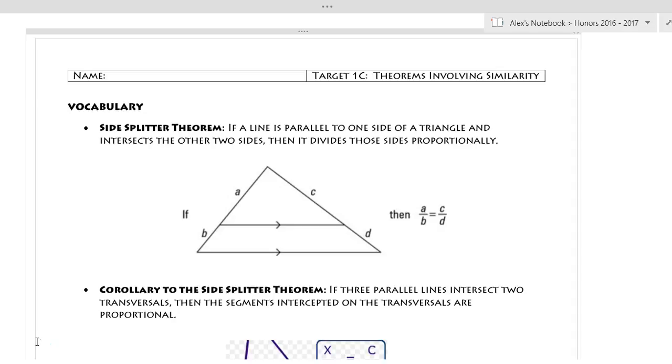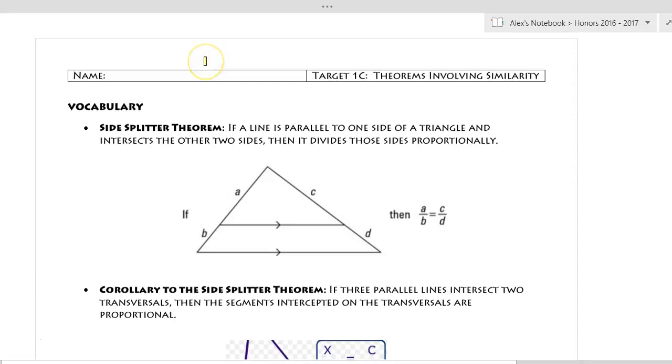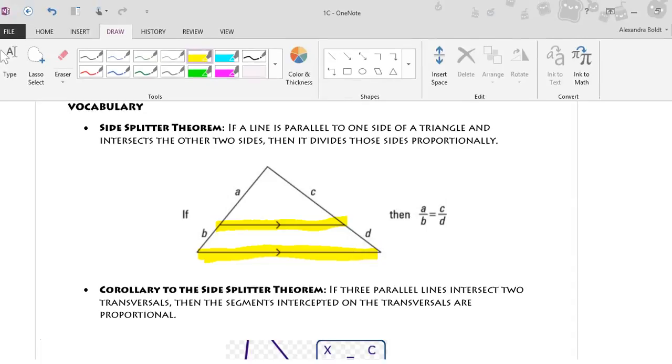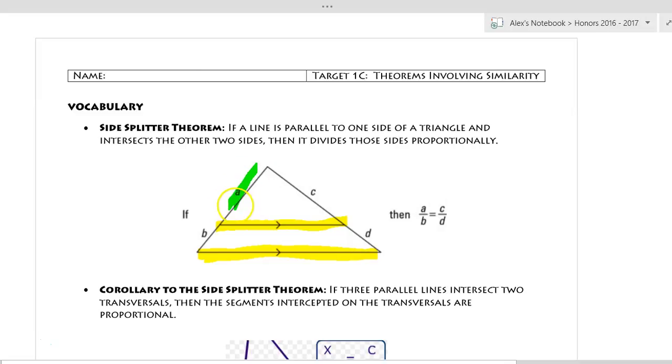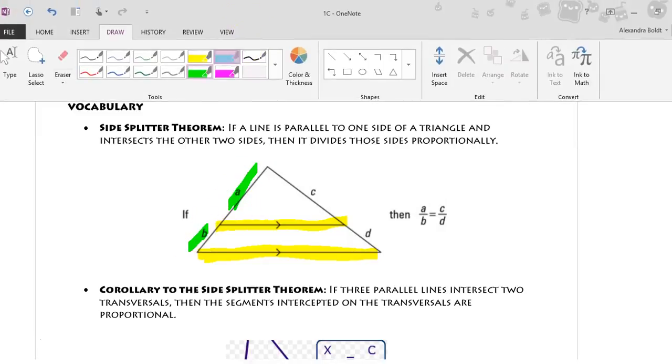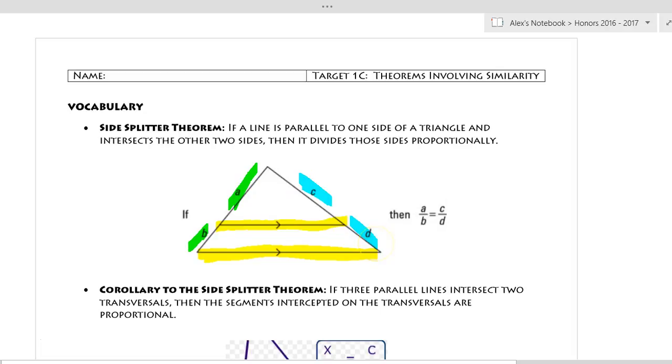The side splitter theorem basically states if a line is parallel to a side of a triangle and it crosses through both of the other sides of the triangle, then those sides are cut proportionally, right? So these are my two parallel lines. Without knowing anything about the triangle, I can say it cuts those sides proportionally. What I mean by that is A and B are proportional to C and D. Okay? So I'm setting up that ratio.